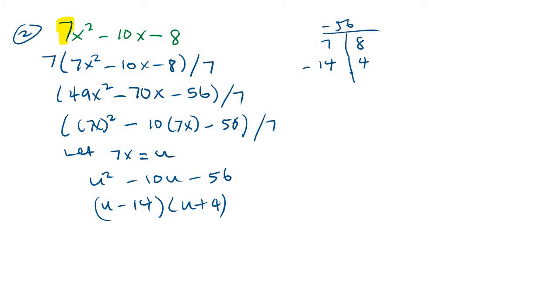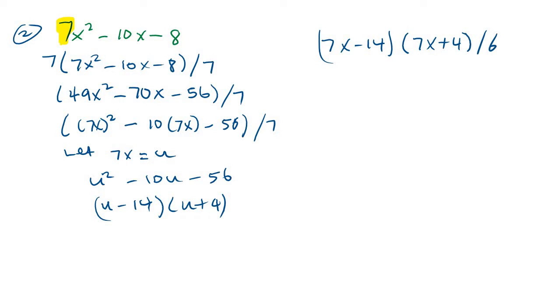But we are not done. We need to go back and replace that. So let me clear that board and replace the u with 7x. So it's going to look like this: 7x minus 14, 7x plus 4. Remember to divide by 7, not 6. Divide by 7. And now we can take out 7 from here.